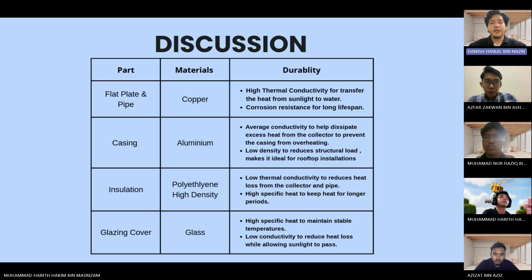High density polyethylene for insulation has low thermal conductivity to reduce heat loss from the collector and pipe. High density polyethylene has high specific heat to keep heat for longer periods. Glass is used for the cover, with high specific heat to maintain stable temperature. Glass also has low conductivity to reduce heat loss while allowing sunlight to pass.